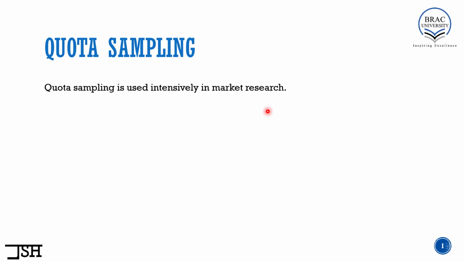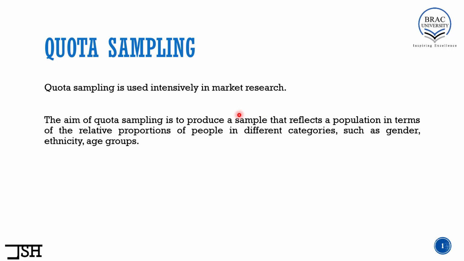Now before I start explaining the concept, I want to confuse you with the boring bookish definition first. So here it goes. The aim of quota sampling is to produce a sample that reflects a population in terms of the relative proportions of people in different categories such as gender, ethnicity, age groups. I know you are like, what did I just hear now, right? So again, don't worry, I'm explaining it part by part very soon.